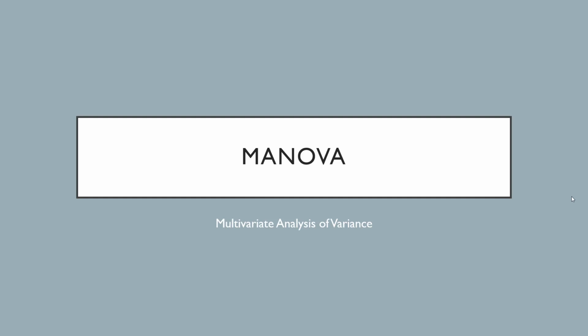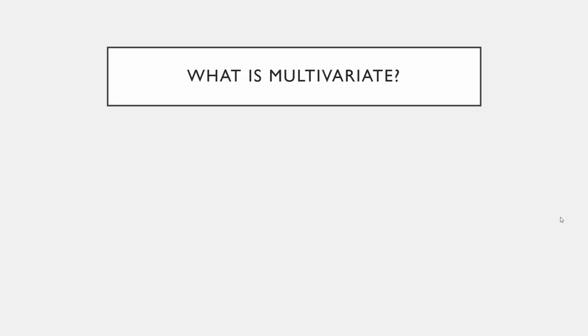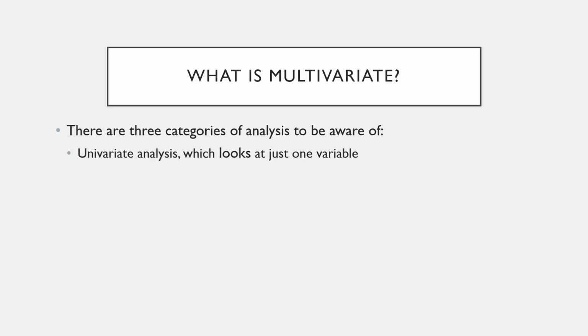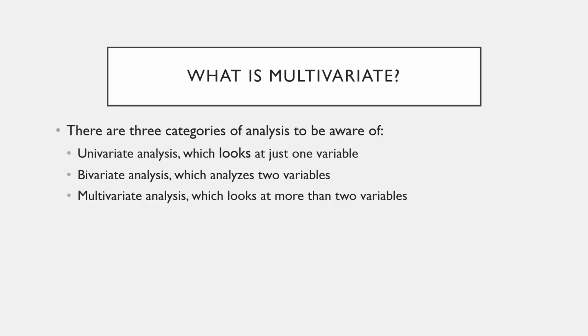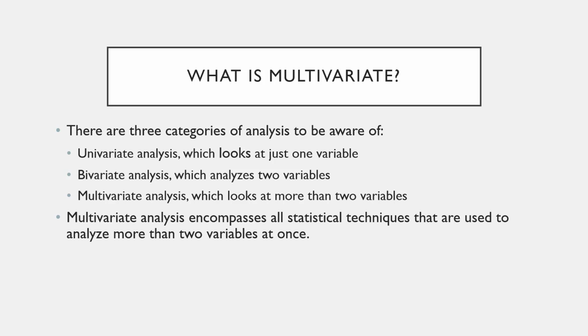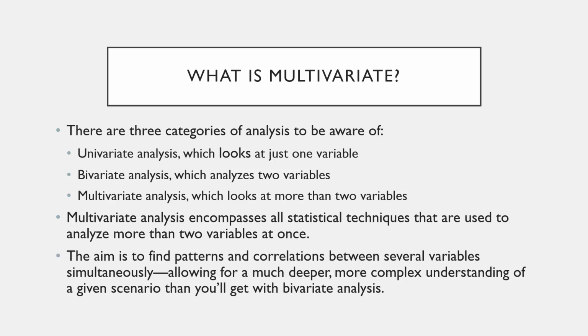Okay, we're going to talk about MANOVA, multivariate analysis of variance. So what is multivariate? There are three categories of analysis to be aware of. Univariate analysis, which looks at just one variable, bivariate analysis, which analyzes two variables, and then multivariate analysis, which looks at more than two variables. Multivariate analysis encompasses all statistical techniques that are used to analyze more than two variables at once.